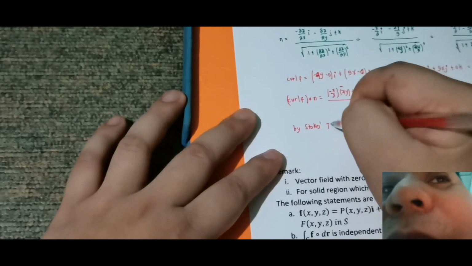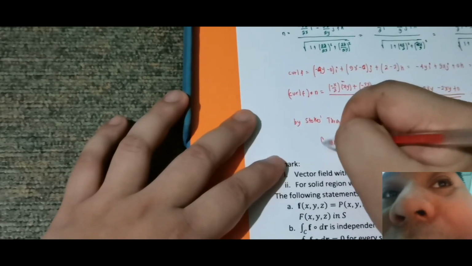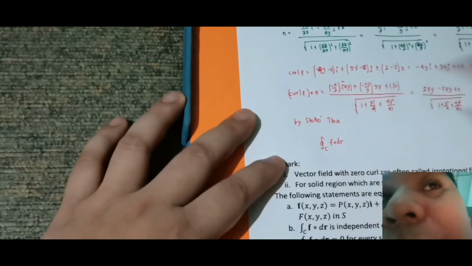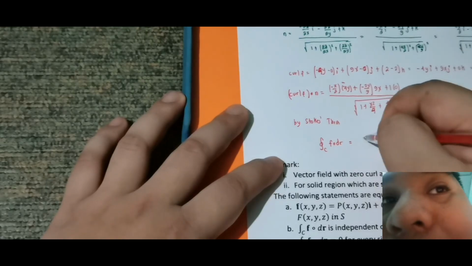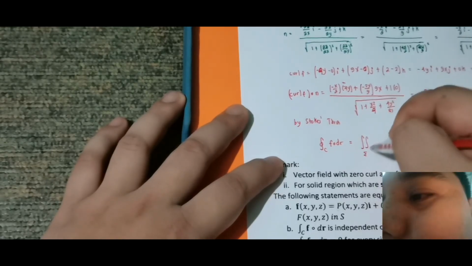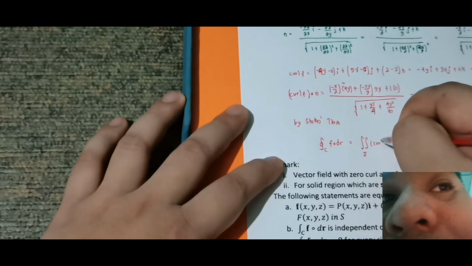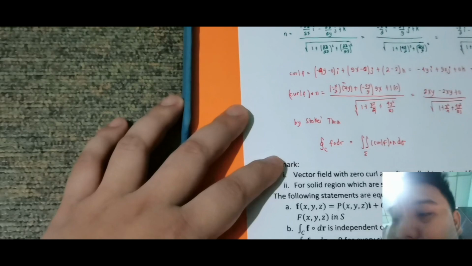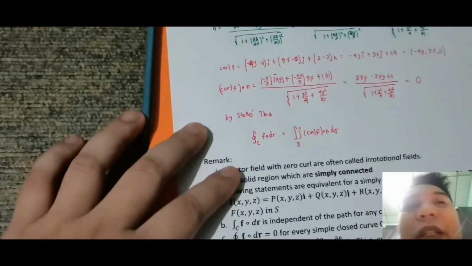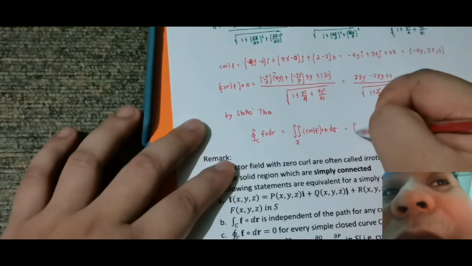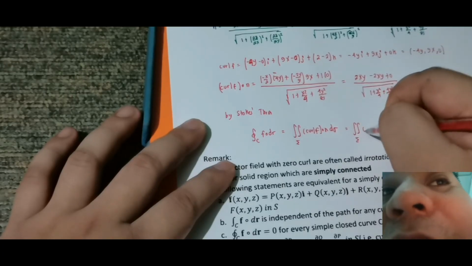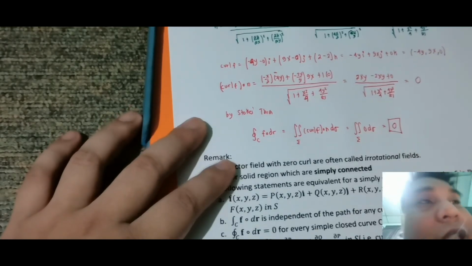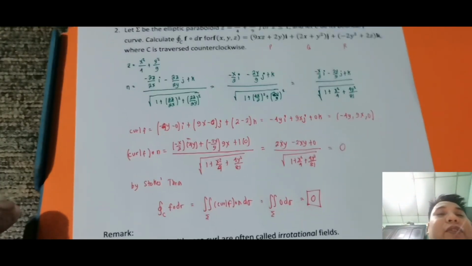So by Stokes' theorem, the closed integral along the curve C of F dot dr is just equal to the double integral over sigma of curl of F dot n d sigma. Since we know that the curl is 0, the double integral over sigma of 0 d sigma is simply 0. So therefore this is just 0. So napakadali siya.